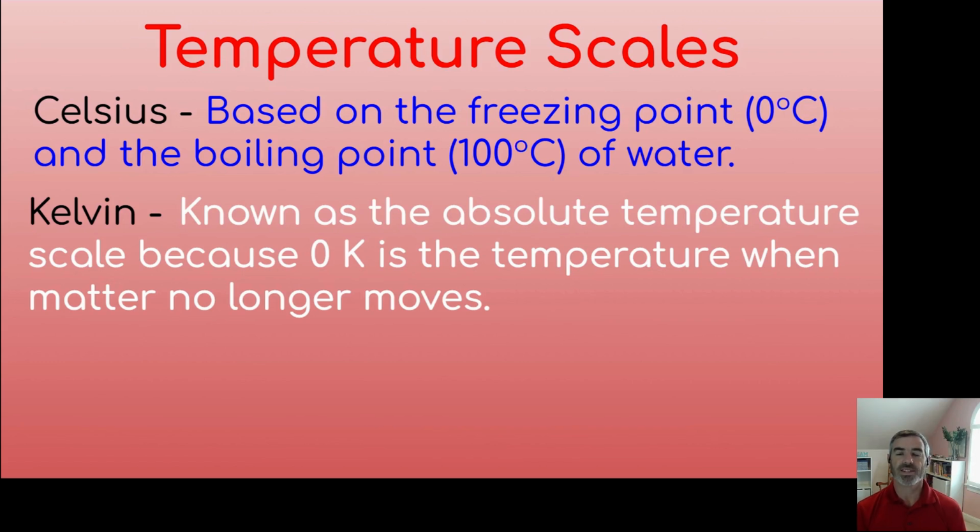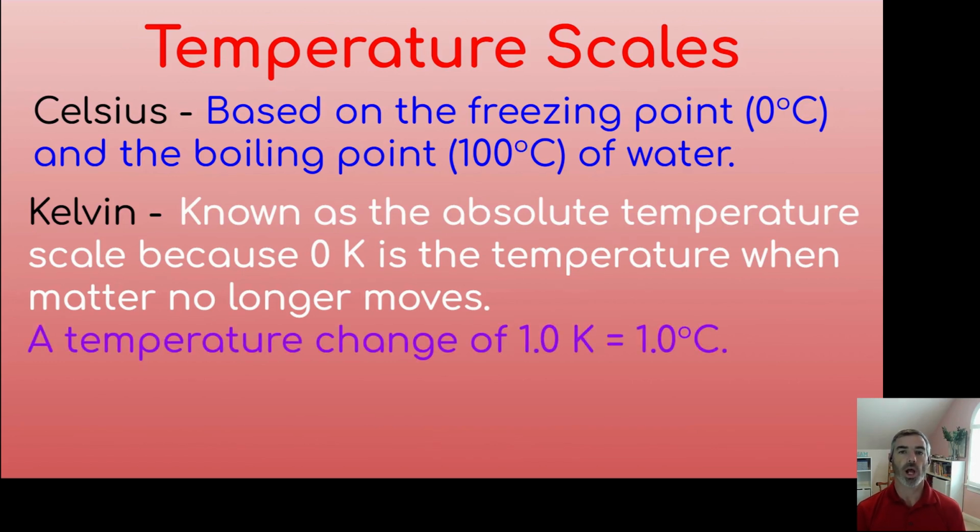Now, Kelvin and Celsius have a relationship where a change in temperature of 1 Kelvin is equal to 1 degree Celsius. So an equal change. If I can find the change in Celsius, I know the change in Kelvin. But that doesn't tell me the temperature. The temperature in Kelvin is equal to the temperature in Celsius plus 273.15. We're just going to go ahead and round that to 273 to make it a little bit simpler. So Celsius plus 273 is going to give us the Kelvin temperature.